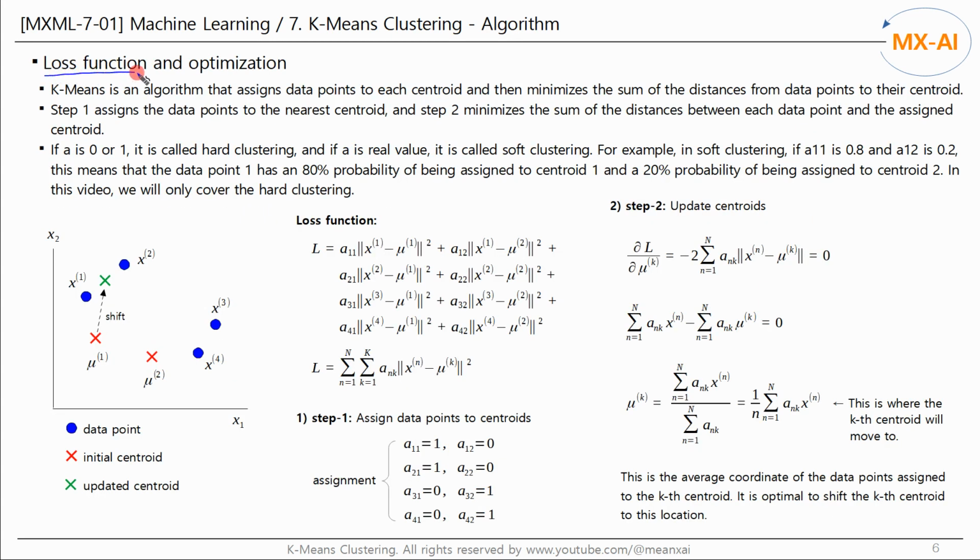Next, let's define a loss function for KMeans clustering and see how to optimize it. KMeans is an algorithm that assigns the data points to each centroid and then minimizes the sum of the squared distances between the data points and their centroids. Step 1 assigns the data points to the nearest centroid, and Step 2 minimizes the sum of the squared distances between each data point and the assigned centroid.